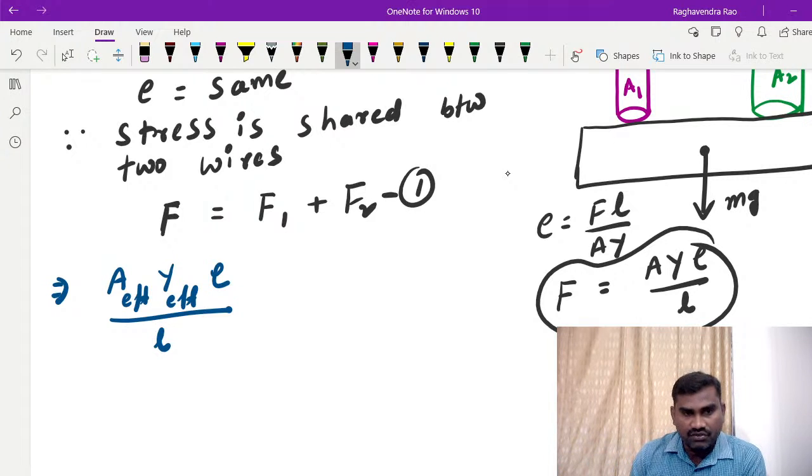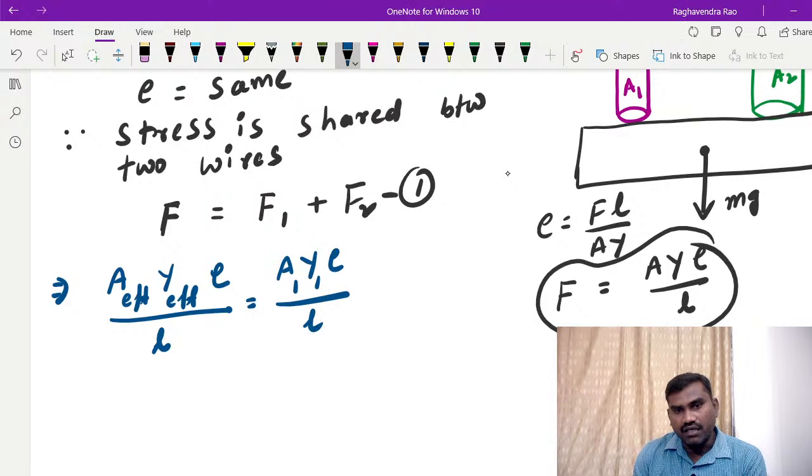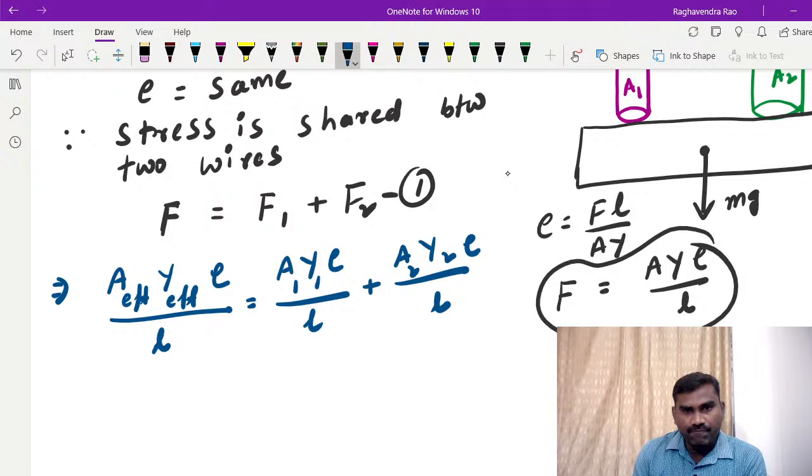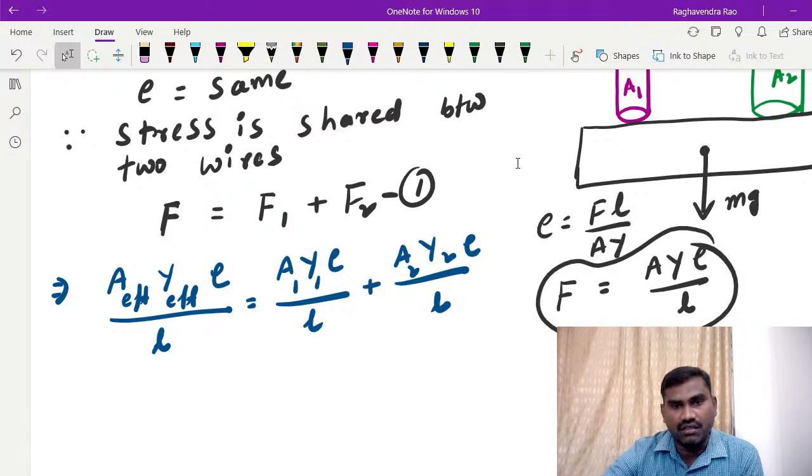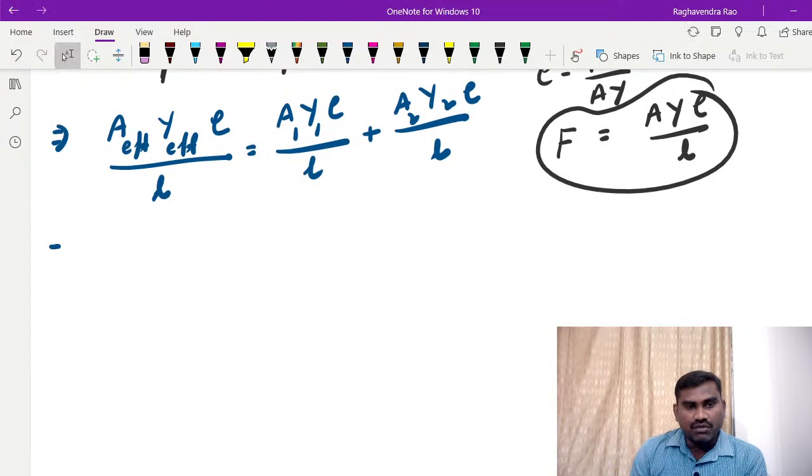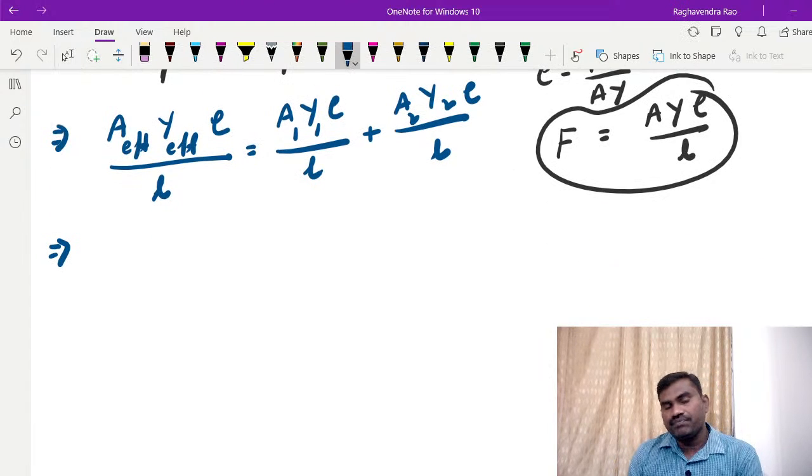Elongation of Y is also the same, and the length of Y is also the same; both lengths are the same. Now F1 means A1 Y1 E by L plus A2 Y2 E by L. So E by L, E by L, E by L is common and gets cancelled on both sides.